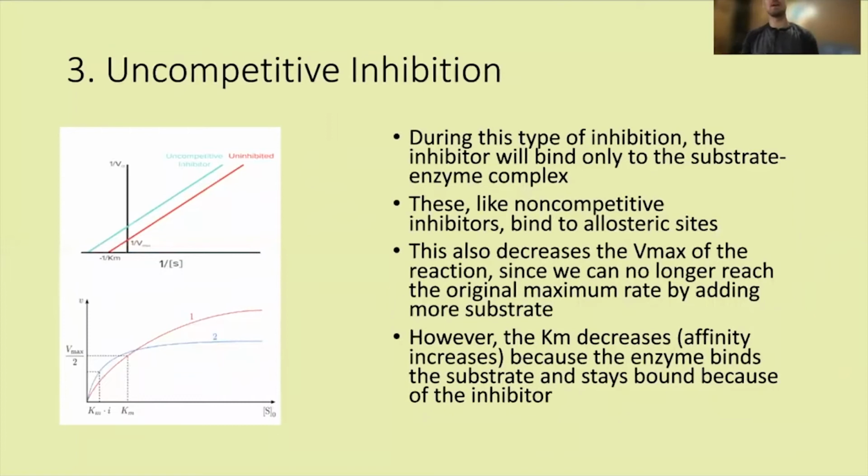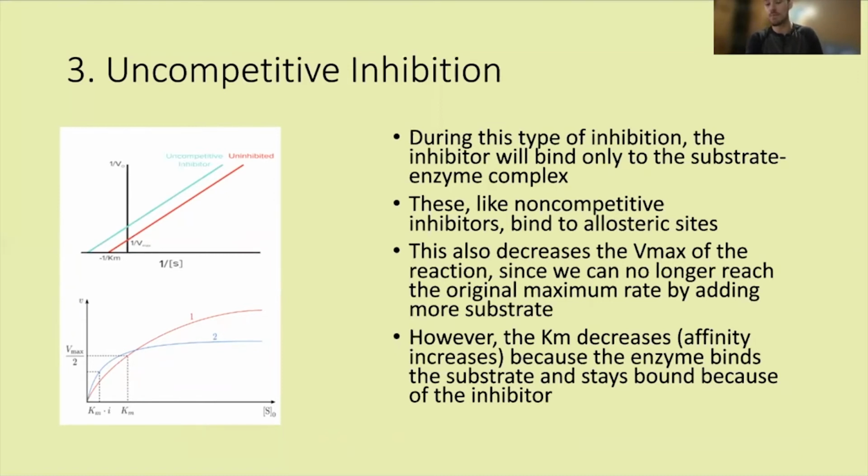So third, we have uncompetitive inhibition, and it's important to distinguish between non-competitive and uncompetitive. I don't really have a great mnemonic to distinguish, but I encourage you to make up your own or find one that helps you, because it can be kind of confusing. They are similar, they work in similar ways, but it's very important to know that they're different. During this type of inhibition, the inhibitor will bind only to the substrate enzyme complex. Non-competitive means we're binding to the enzyme before it forms the substrate enzyme complex. Uncompetitive means we can only bind after the substrate enzyme complex is formed.